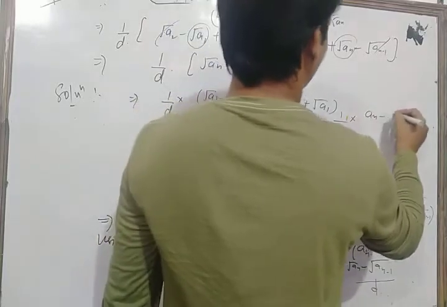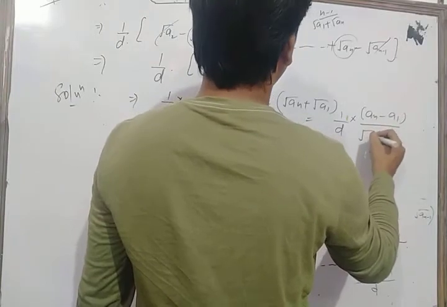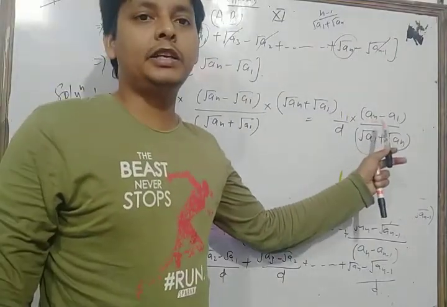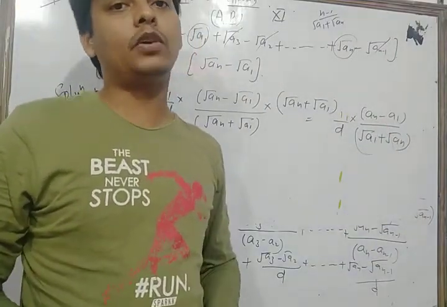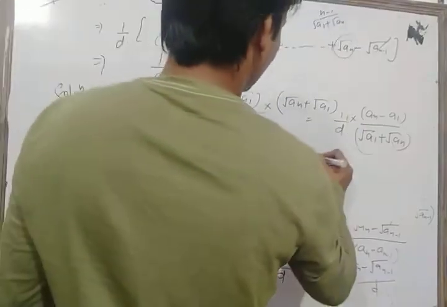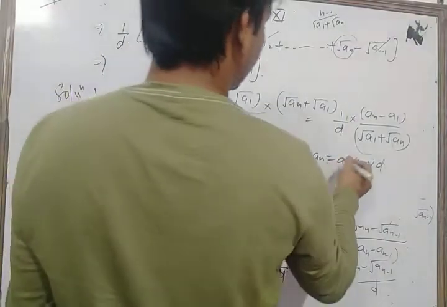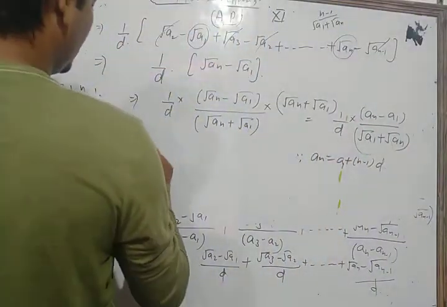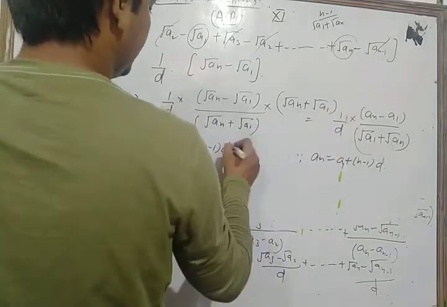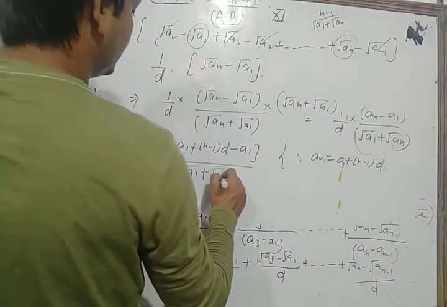an minus a1 upon under root a1 plus under root a1. Now let's see here, an is what? A and b, its nth term, and you know that the nth term of an AP is what? The general term of this AP. Since we know that an is equal to a plus n minus 1 into d, so here your first sequence, the first term is a1. So let's see here, we have 1 upon d into, we write an as a1 plus n minus 1 into d, here minus a1 written as it is, upon under root a1 plus under root an.